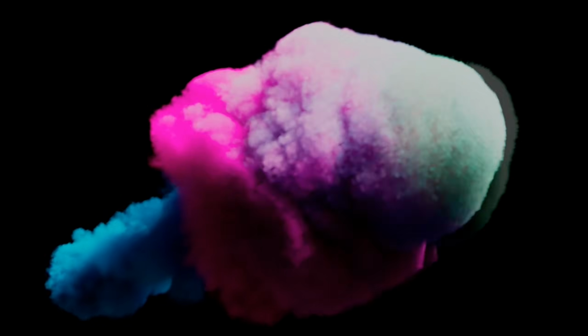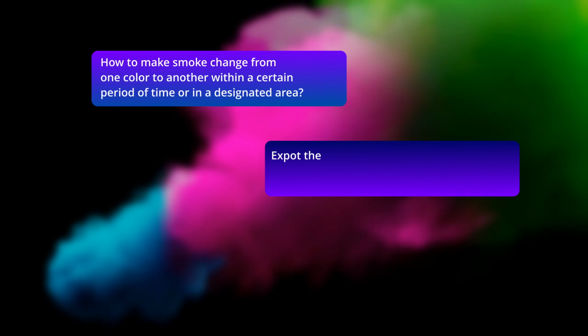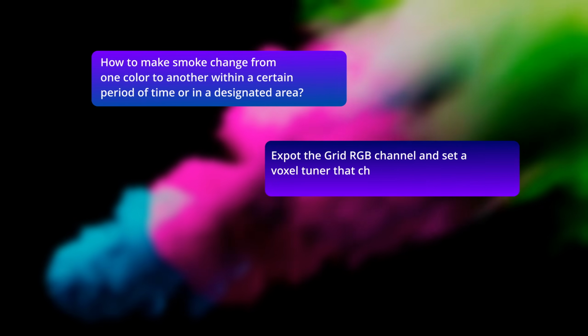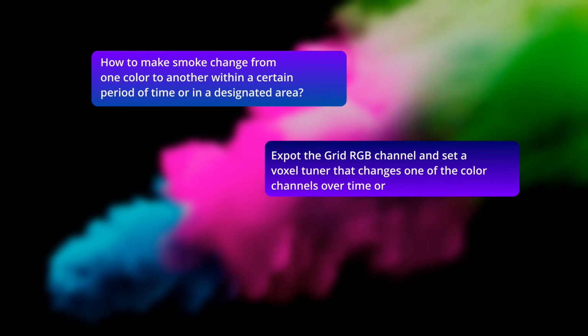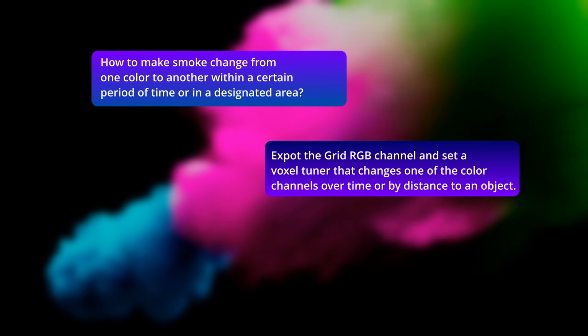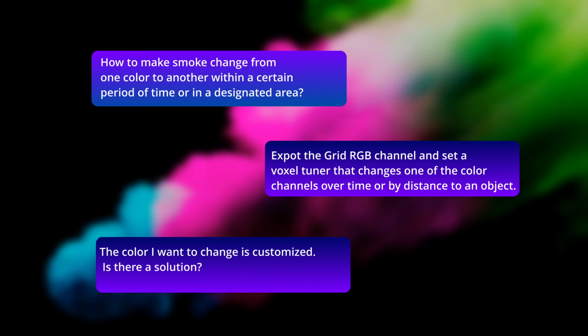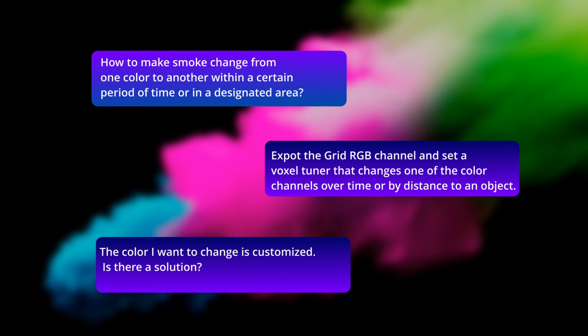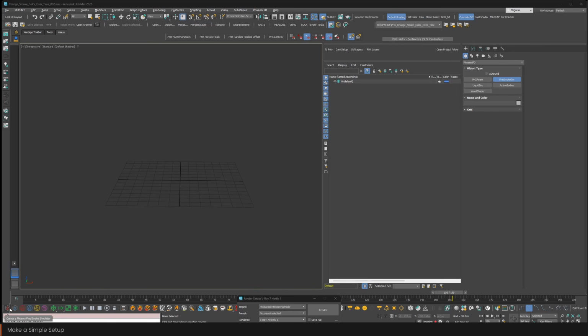Hey everyone, recently there was a question posted on the Phoenix Facebook group about changing the smoke color over time. I suggested using a Voxel Tuner and changing one of the color channels gradually. Then, use a Phoenix grid texture to read the RGB channel of the grid and use it as a mask to mix the desired colors. Apparently there was some confusion about how to do that, so here's a quick demonstration.